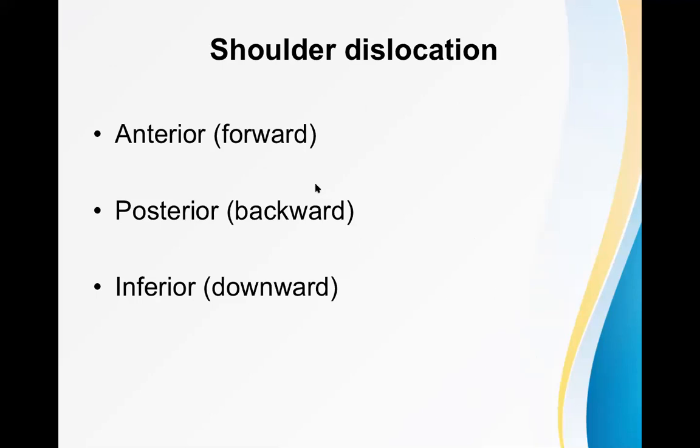Now there are three types of classification in shoulder joint dislocation: anterior, which is the forward dislocation; posterior or backward dislocation; and inferior or downward dislocation. And let me remind you again how this term has been given. This term has been given because of the position of the head of the humerus in relation to the glenoid cavity. If the humeral head is anterior or in front of the glenoid cavity, we call that anterior dislocation. If it is on the back side of the glenoid cavity, posterior, and if it is inferior to the glenoid cavity, we call it inferior dislocation. Very easy type of nomenclature.